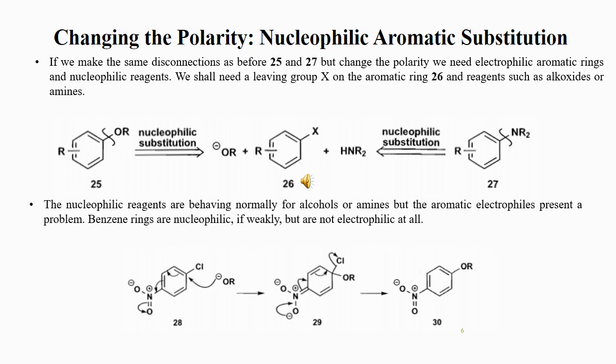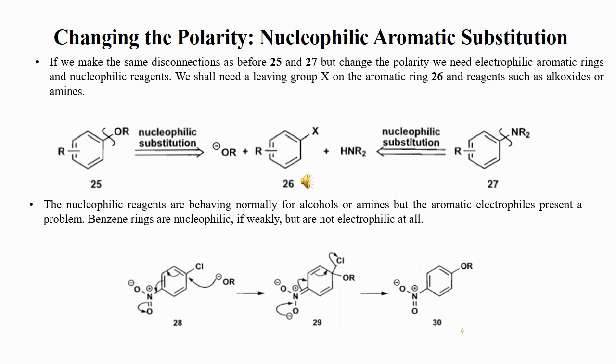Positive charge loving species are called the nucleophilic reagents. But how can the aromatic ring be an electrophile? Benzene rings are, most of the time, weakly nucleophilic, but they are nucleophilic. They are not electrophilic at all.